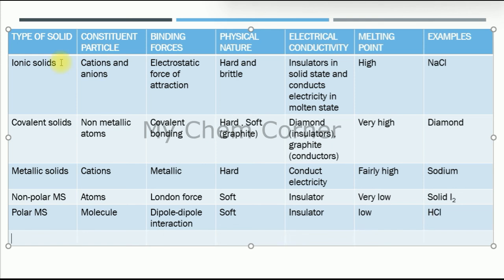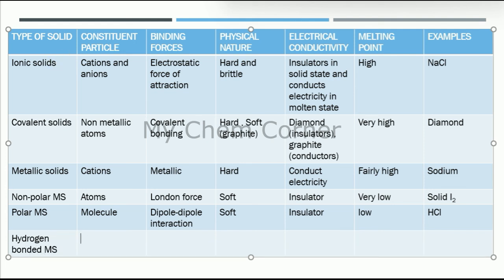And the last classification is hydrogen bonded molecular solid. In this case, the constituent particle is a molecule. The binding force in this case is hydrogen bonding. Here, physical nature of this is hard because the hydrogen bonding is very strong. Electrical conductivity, again, it's an insulator. Its melting point is low. And an example for this is ice.